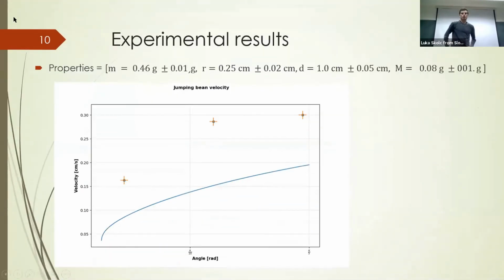Here are the results of the experiment when we flip the same beam on different inclinations, and the blue line presents our theoretical prediction. We see that the blue line lies below our experimental results, and the main reason is the slipping. However, as expected, with increasing angle, velocity increases as well.